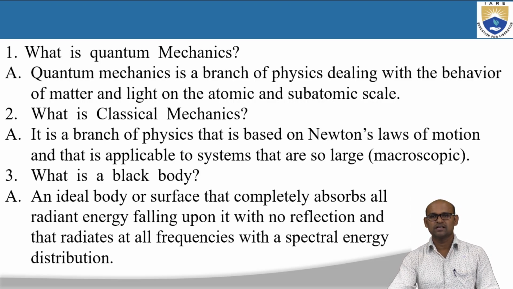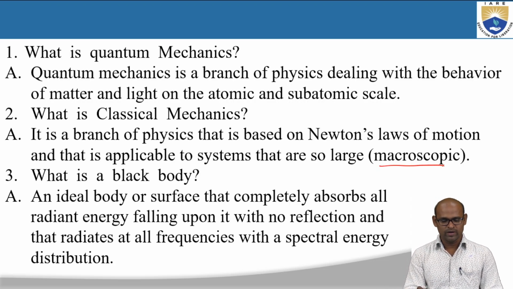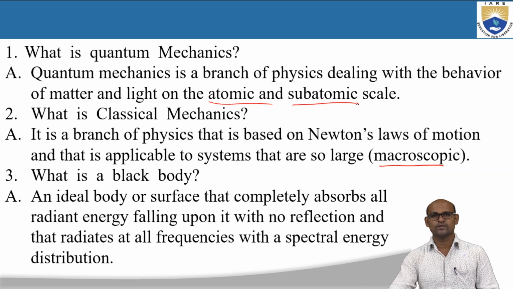It is a branch of physics that is based on Newton's laws of motion and that is applicable to large macroscopic systems, whereas quantum mechanics can deal with the atomic and subatomic scale. So that is the difference between quantum mechanics and classical mechanics.